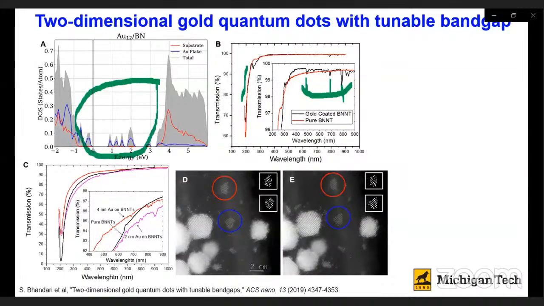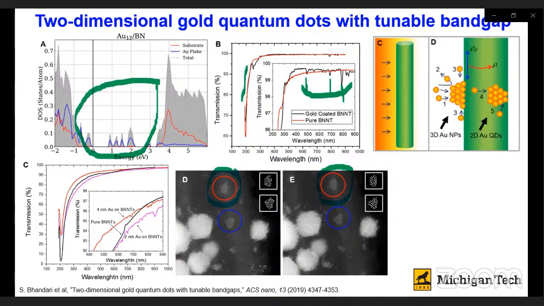In addition, we also found that the shape and the number of gold atoms per quantum dot can be modulated by irradiation of electron beam inside the transmission electron microscope. If you are interested in the growth mechanism of these 2D gold quantum dots, please refer to the published work here.